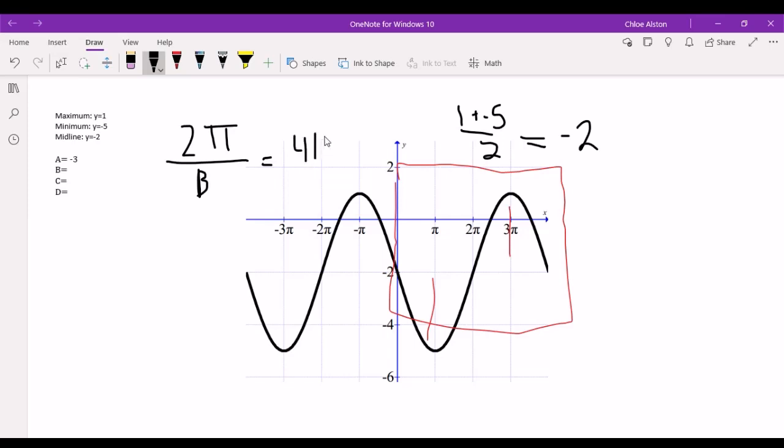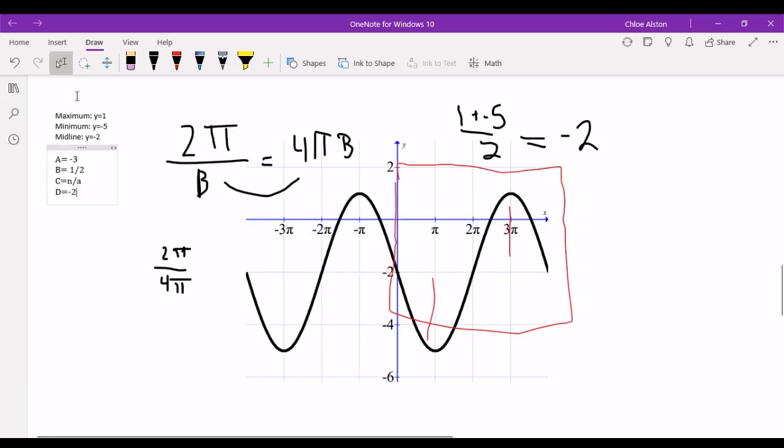So you'd bring the B over here, and then you would divide 2 pi by 4 pi, which equals 1/2. So our B is 1/2. There is no horizontal shift, and the vertical shift is -2. And we know this is because our midline is at -2, and it's shifted 2 down from our normal midline, which is at 0.